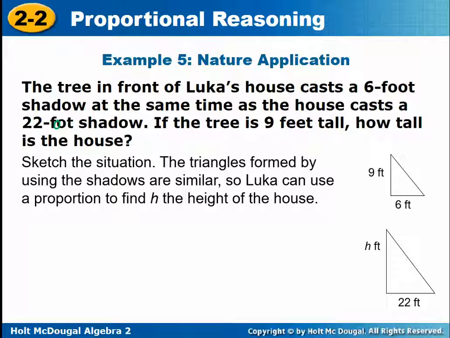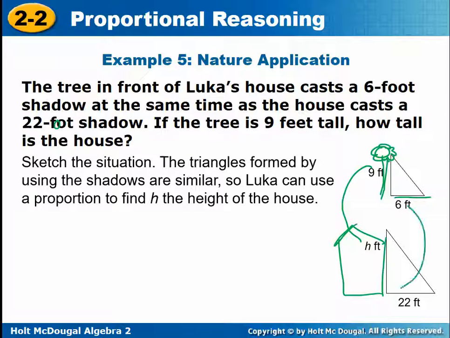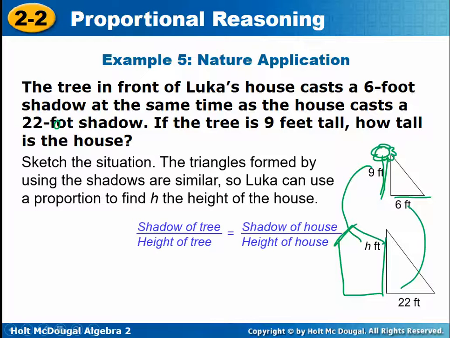You draw your two triangles. This is our tree right here, and it is 9 feet tall, and its shadow is 6. And then the house is right here, and its shadow is 22 feet. So we're going to set this up. So corresponding sides are in proportion. So you can go 9 to h equals 6 to 22, or you could go 22 over 6 equals h over 9. You could even go 9 over 6 equals h over 22. There's many ways to set up a true proportion here.